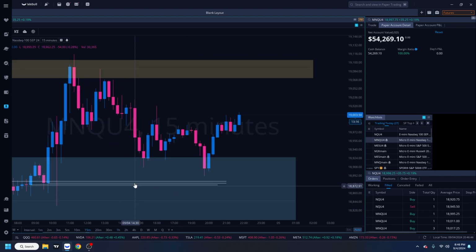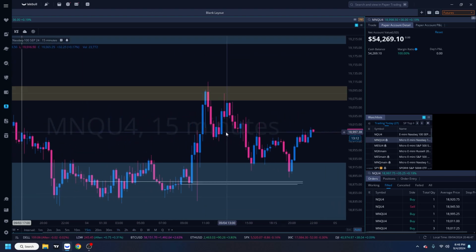Let's drop down into the 15-minute, see if we have any 15-minute levels leading up into this open that we could target.